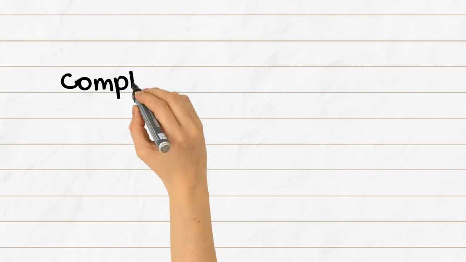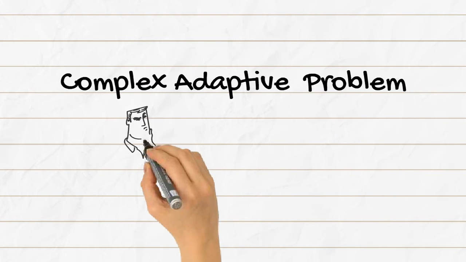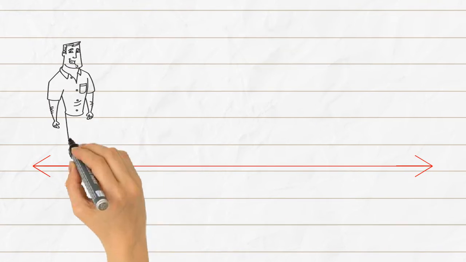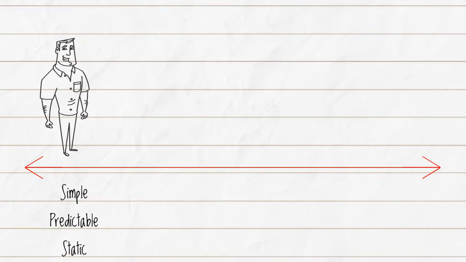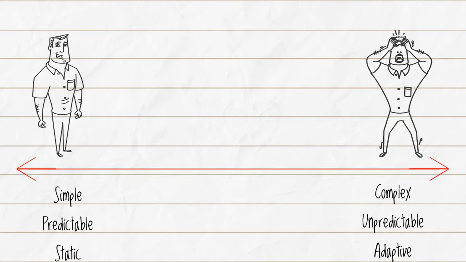The second part of the definition describes something called a complex adaptive problem. To understand that, let's look at a spectrum. On one end of the spectrum, problems that are simple, predictable, and static. On the other end, problems that are complex, unpredictable, and adaptive.